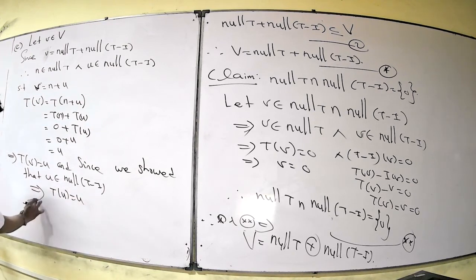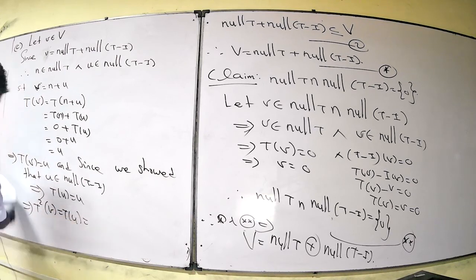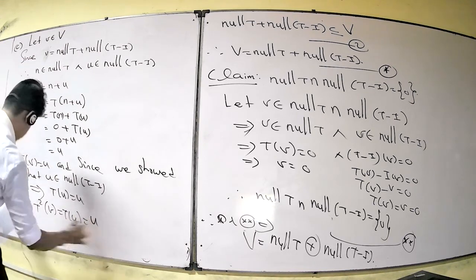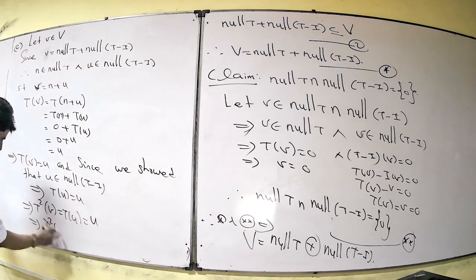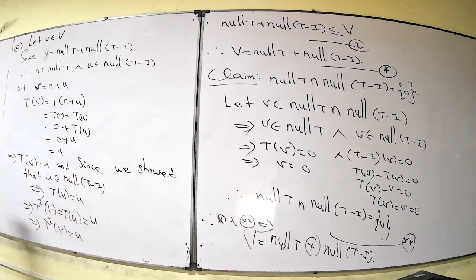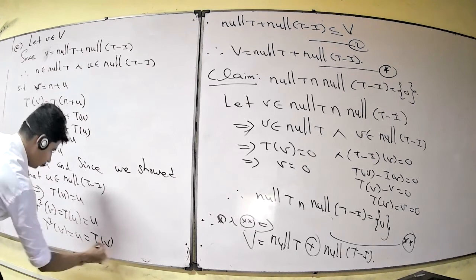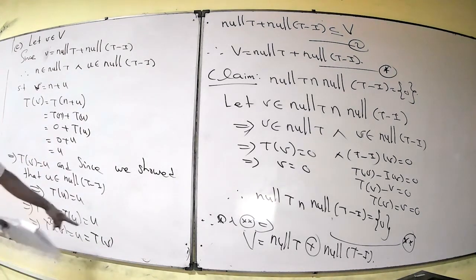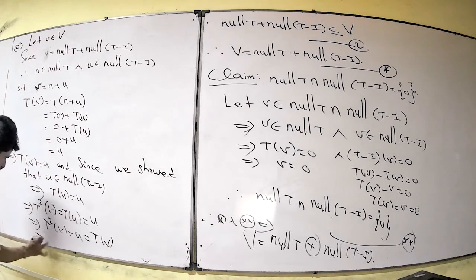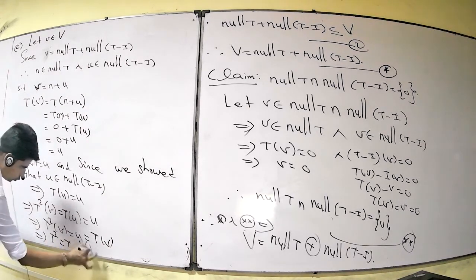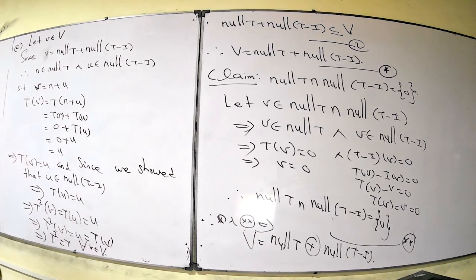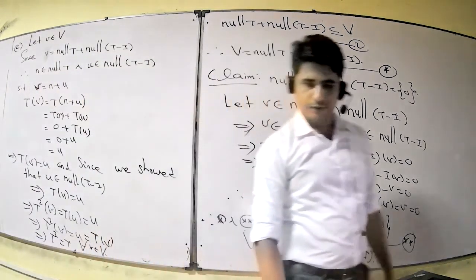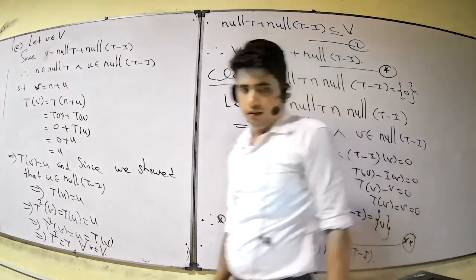Therefore, you take T on both sides: T squared b equals T of u, again u. This means T squared b equals u. But you already know that u equals T of b. Now for all b belonging to B, T squared equals T. From this part, T squared equals T for all b belonging to capital B.